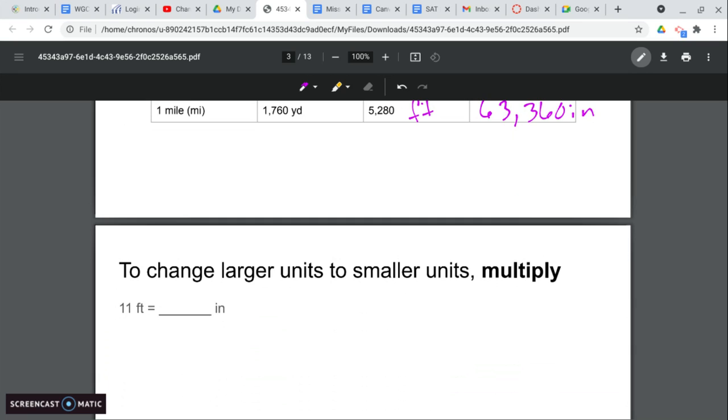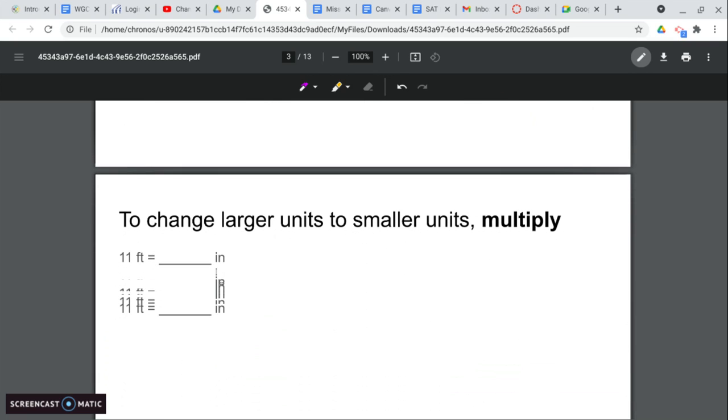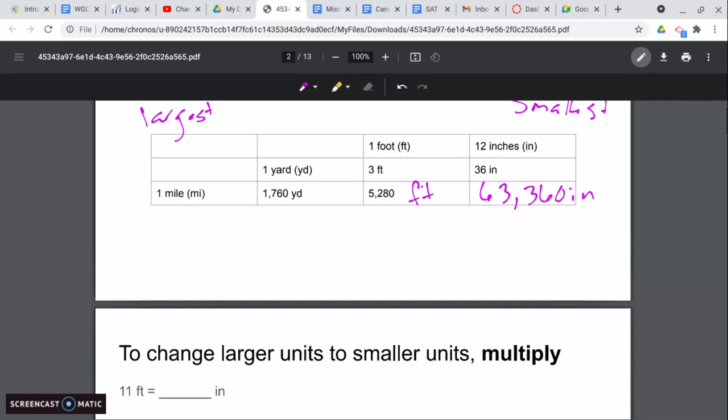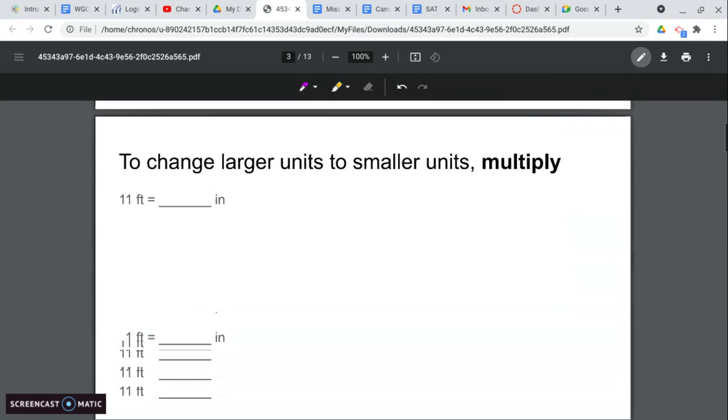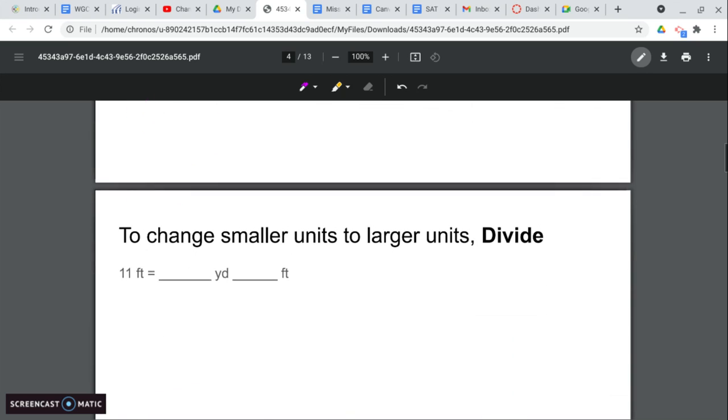So to change larger units to smaller units, we need to multiply. So we're going from feet to inches. This is the largest to the smallest. So we're multiplying. 1 foot is 12 inches. So we're going to take 11 times 12. And 11 times 12 is 132. So 11 feet equals 132 inches.